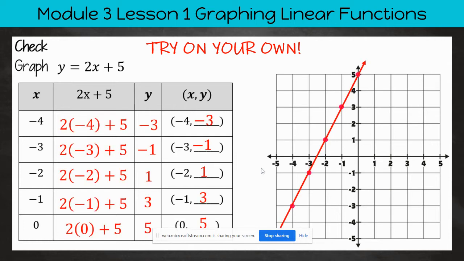Okay, there are your answers. So we plugged in negative 4, negative 3, negative 2, negative 1, and 0. Once we did that, we got the points negative 4, negative 3; negative 3, negative 1; negative 2, 1; negative 1, 3; and 0, 5.